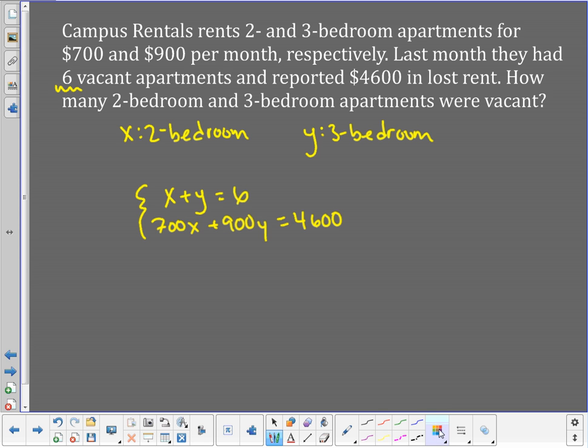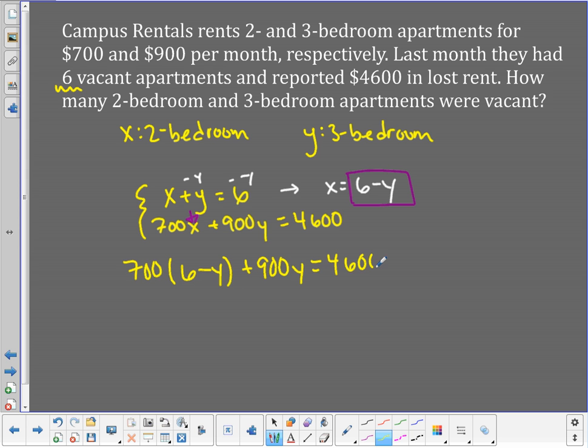Now, I don't see any variables that are by themselves yet, but this top equation is really easy to get one variable by itself. All I'm going to do is solve for x here and subtract y to the other side, giving me x equals 6 minus y, or negative y plus 6. If you wrote it that way, that's fine too. So now I take this phrase and I drop it in for x right there. So that's going to look like 700 times (6 minus y) plus 900y is equal to 4,600.